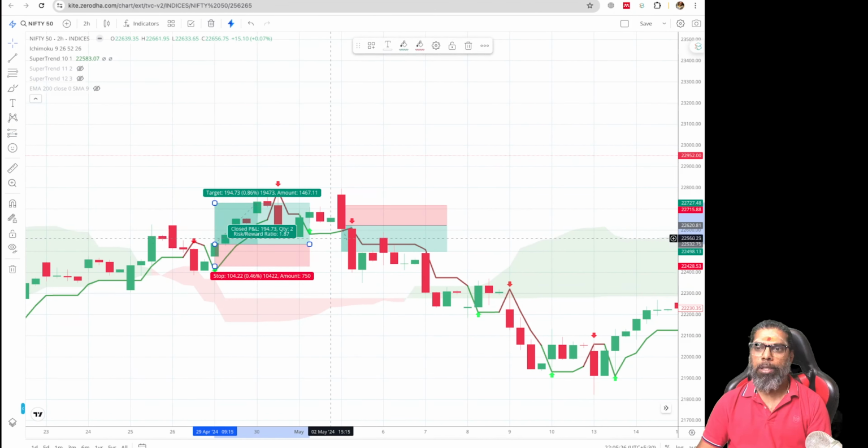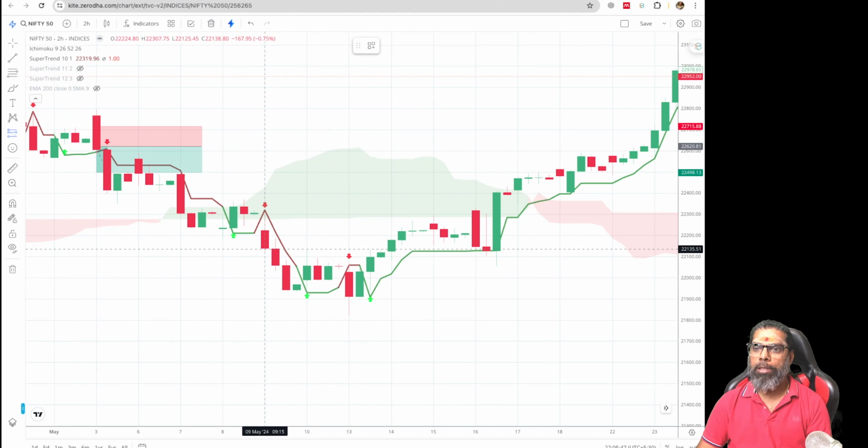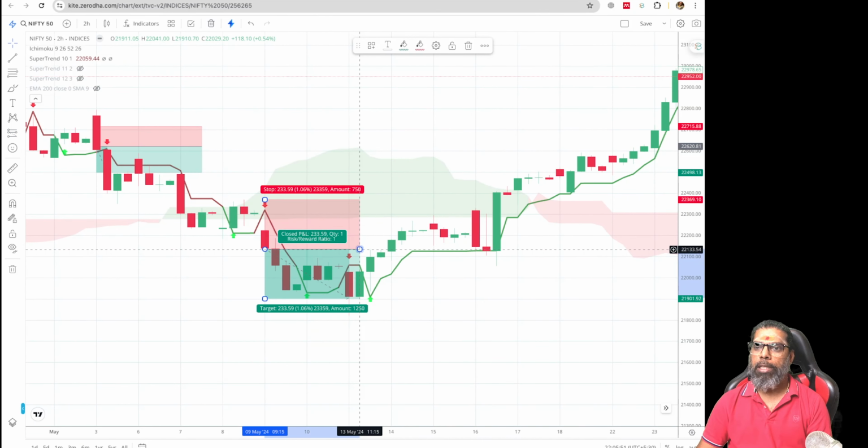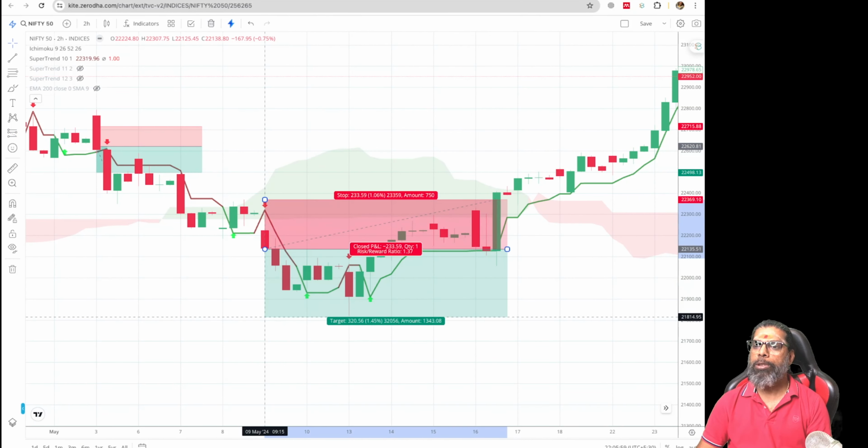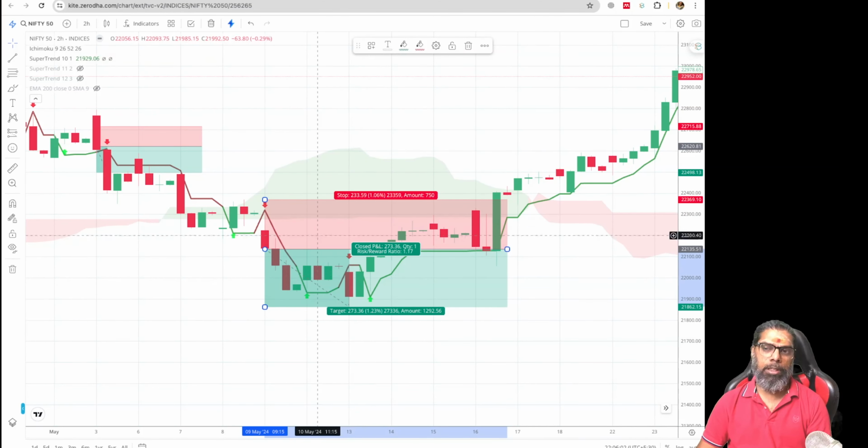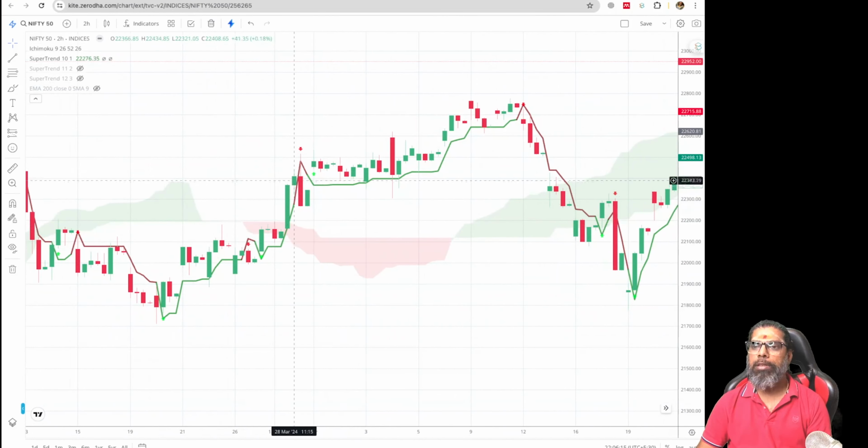Similarly, when the cloud is above and the color is red, this is your short position. You can short here, and that is your stop loss. If I say 1:1.5, it didn't happen, so this is a failure trade. Okay, let's check this one. This is not red, sorry, this is green, right? So this is a long position.